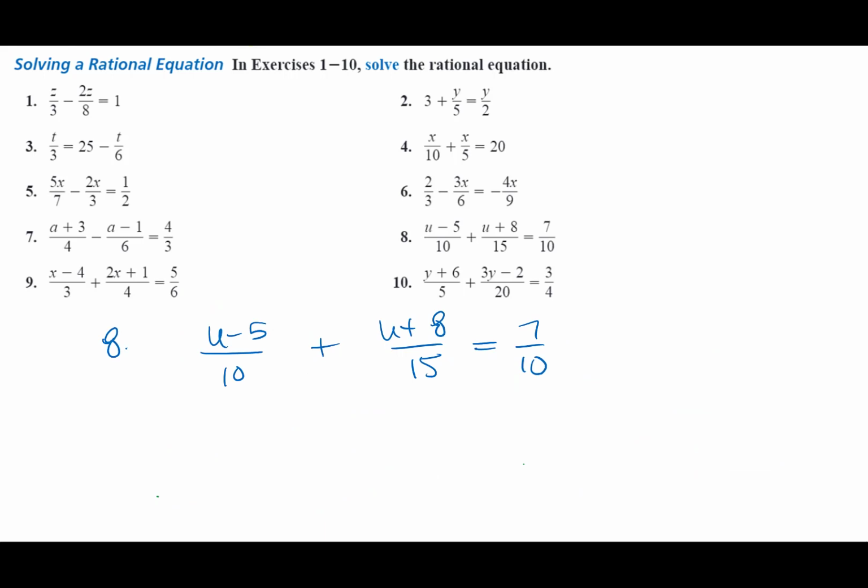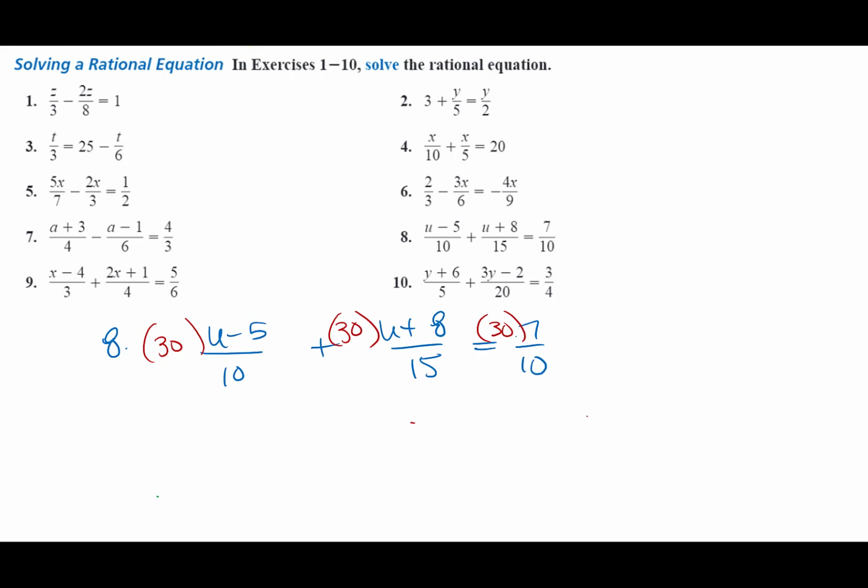Number 8 is (u minus 5) over 10 plus (u plus 8) over 15 equals 7/10. We have the denominators 10, 15, and 10. The least common denominator is 30, so we'll multiply each numerator by 30. And I want to show you the same thing.